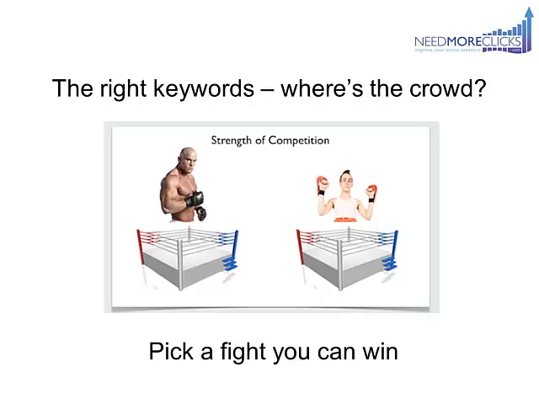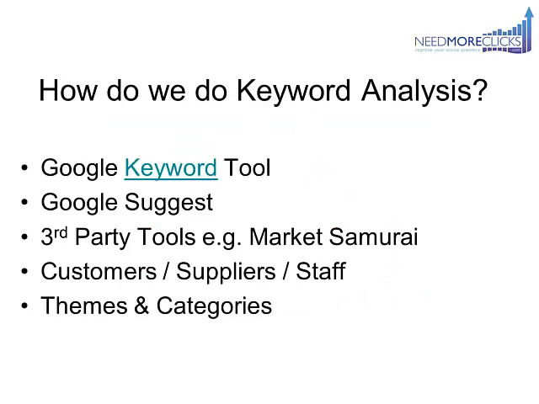Okay, when we work with clients, we do some analysis, like we're going to show you how you do it now. We will discount the first tier, so the really popular phrases. We'll discount a lot of the lower tier, so the ones that aren't very competitive but also don't get many searches, and we just look at that middle tier and we try and find the niches within that middle tier that are going to get us the right sort of search terms, which have the right balance between searches and competition.